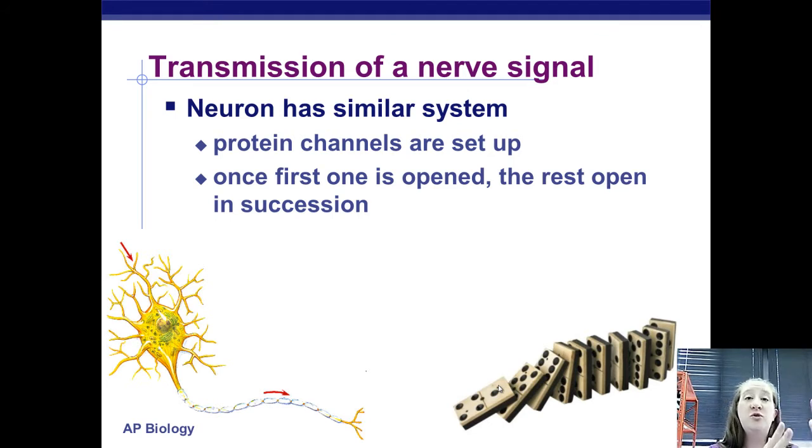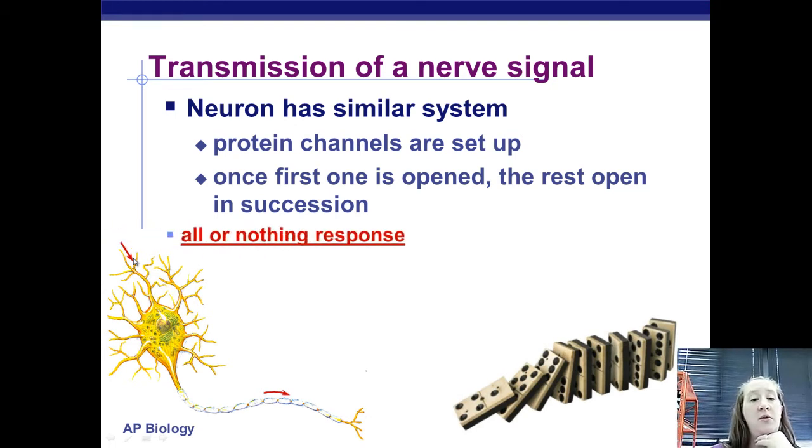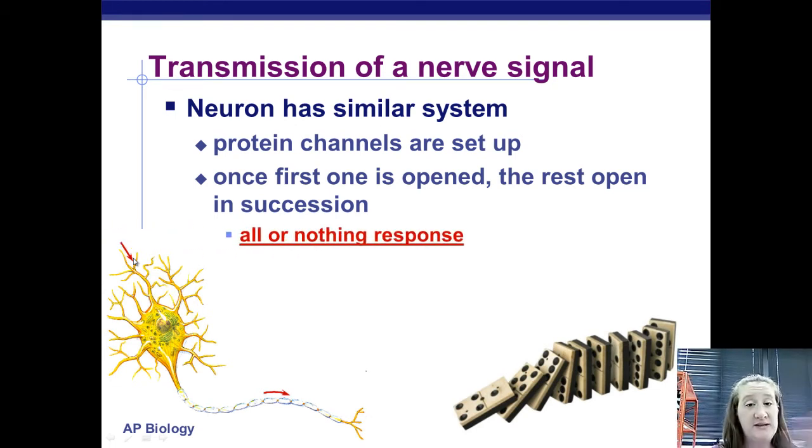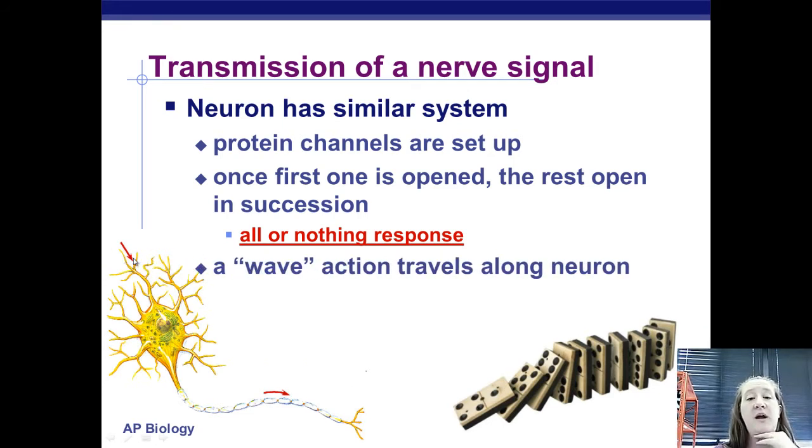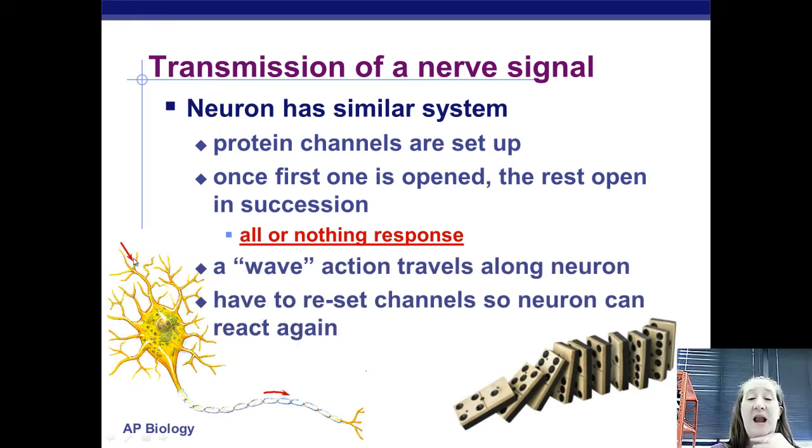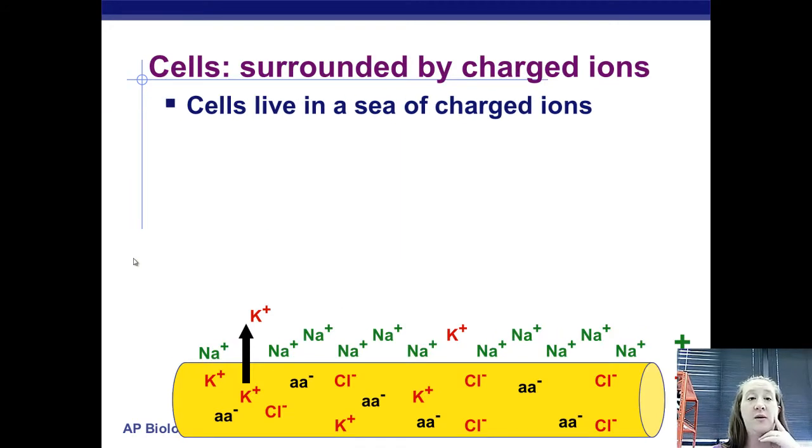Okay, the first one, like the one at the very tip of the dendrite over here, is going to open up, and because of changes that happen, it's going to cause the next one to open, then the next one, the next one, and the next one. So the signal moves down the entire neuron. This is an all or nothing response. Once the first one opens up, the rest of it's going to go. Okay? It travels like a wave, and it has to be reset before it can go again.